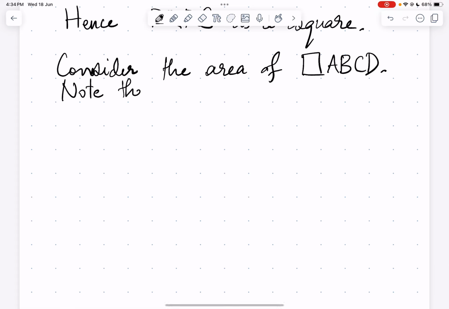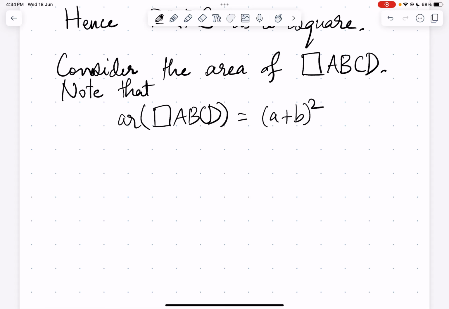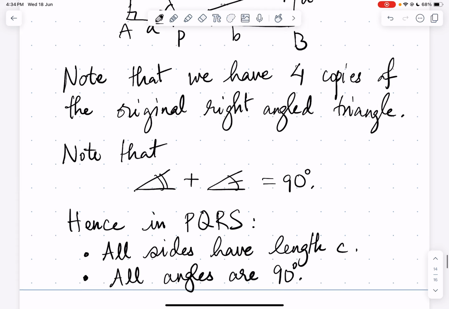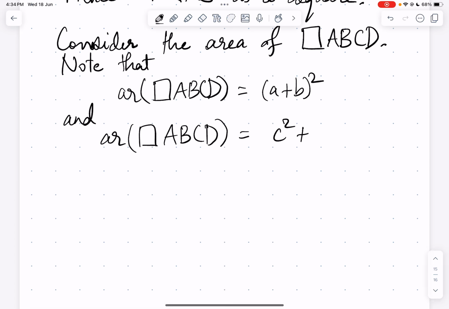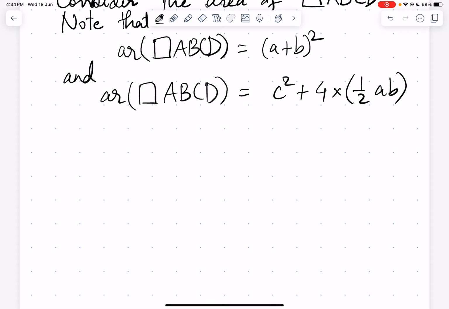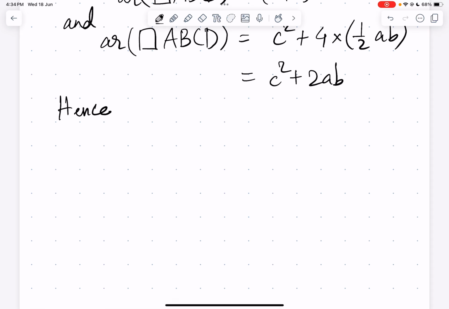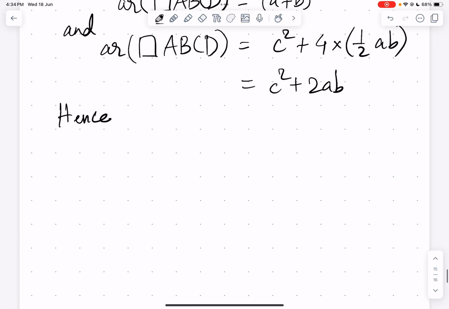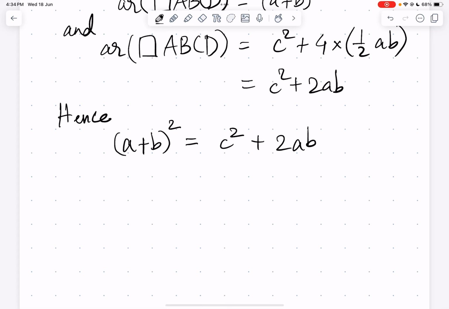Note that the area of the original big square ABCD is A plus B whole square, the side length square. The area of the square ABCD is the area of PQRS, which is C square, plus 4 times the area of each right angle triangle, 4 times half AB. So this is C square plus 2AB. Hence these methods of computing the area of the big square must give the same result. So A plus B whole square is C square plus 2AB.